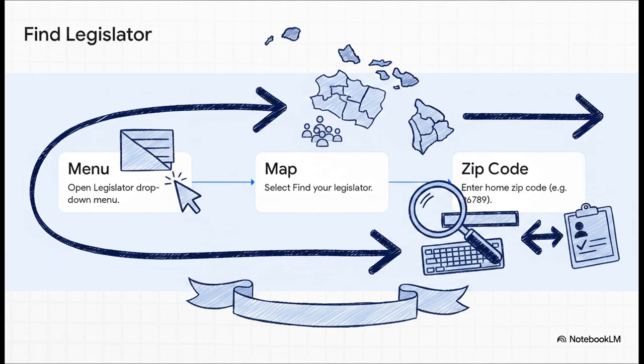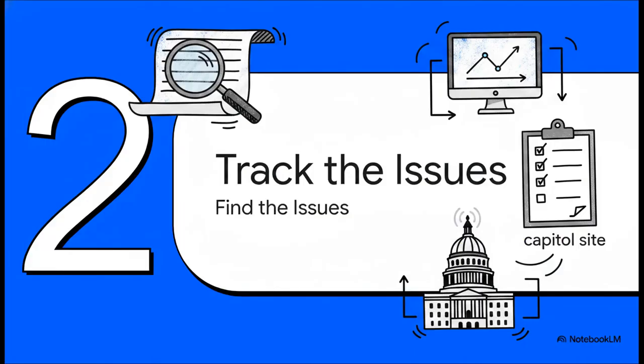It's actually beautifully easy on the Hawaii Capitol website. You just open the Legislator drop-down menu on the homepage, scroll down, and hit Find Your Legislator. This pops open a fantastic interactive map. Let's say you live in Mililani. You simply punch in your home zip code, 96789. Instantly, the map draws out the specific Senate and House district lines for that area. Click on your district, and boom, you've got your legislator's direct contact information. Literally takes seconds.